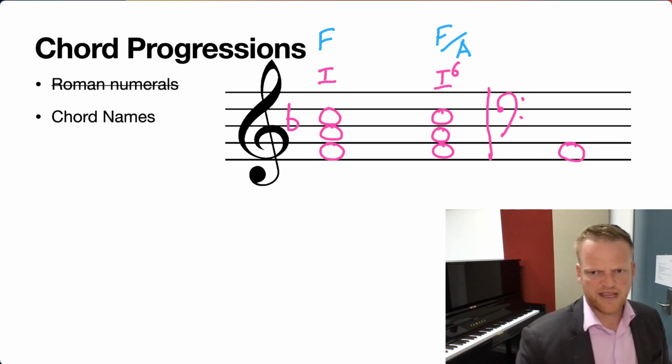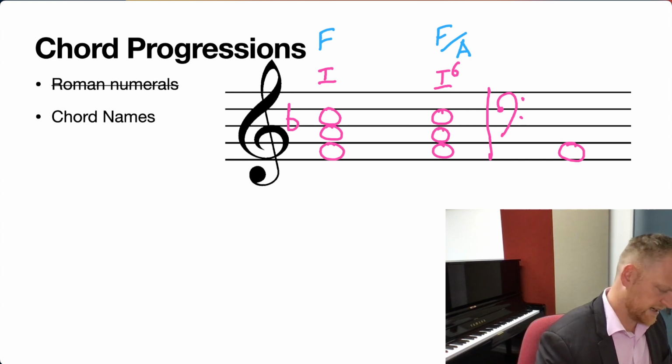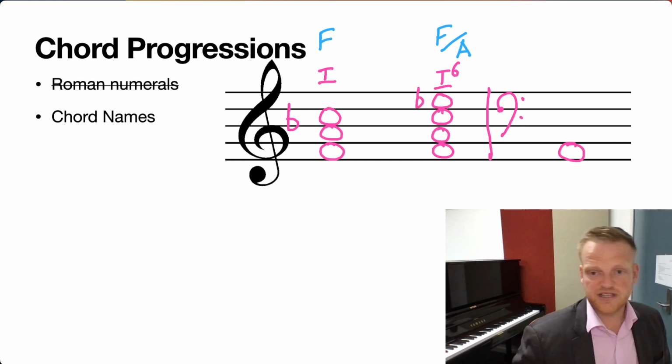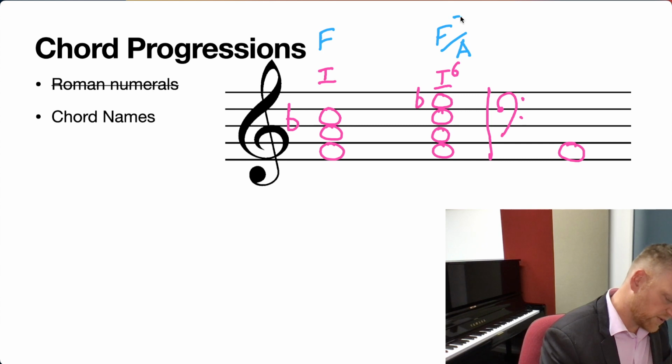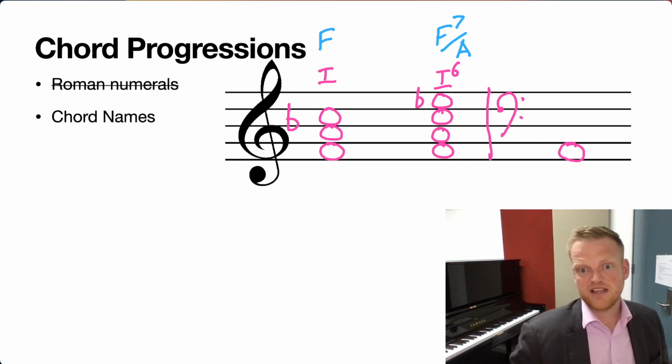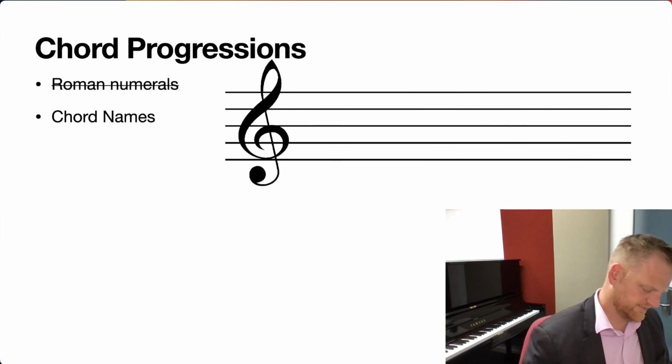So yeah, and I mentioned in the last one, if I added, and turned this into a dominant chord, when we're writing dominant chords, we just get rid of the word dominant. So F7 means F dominant 7.